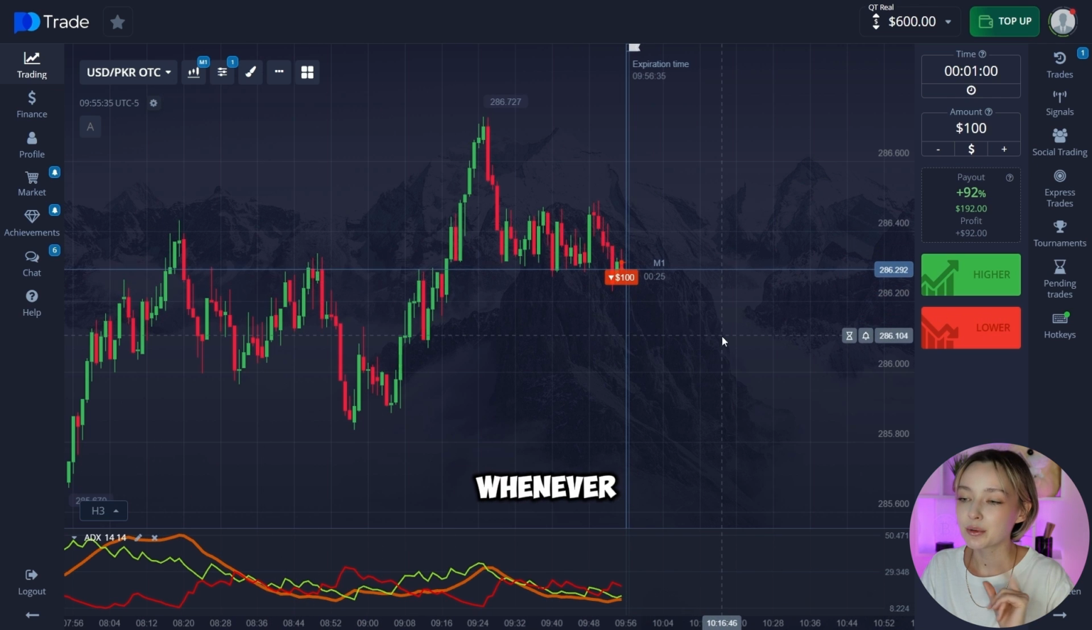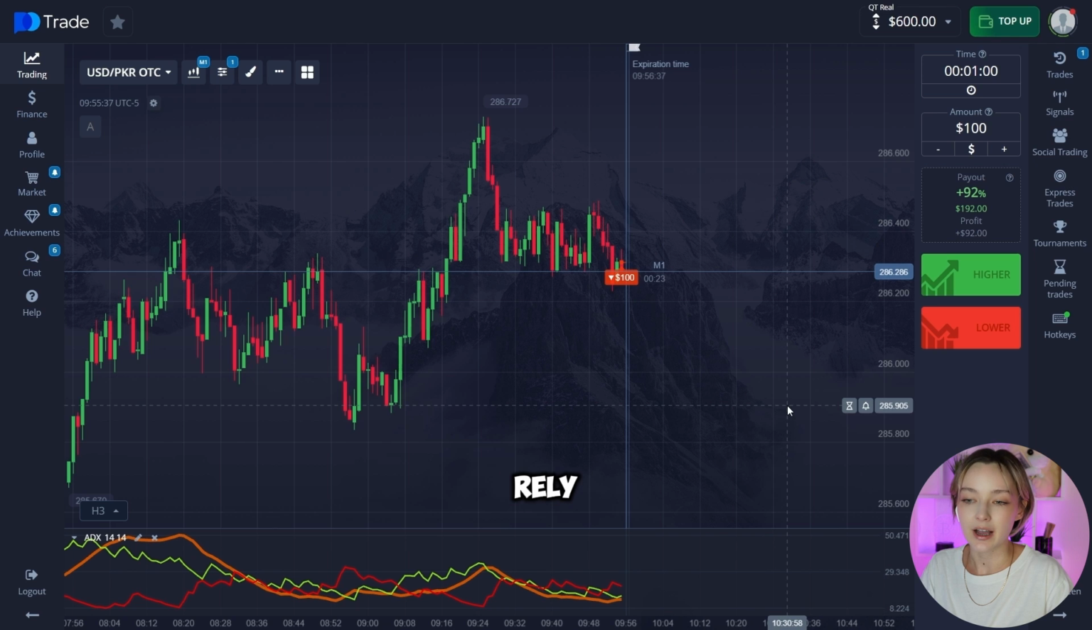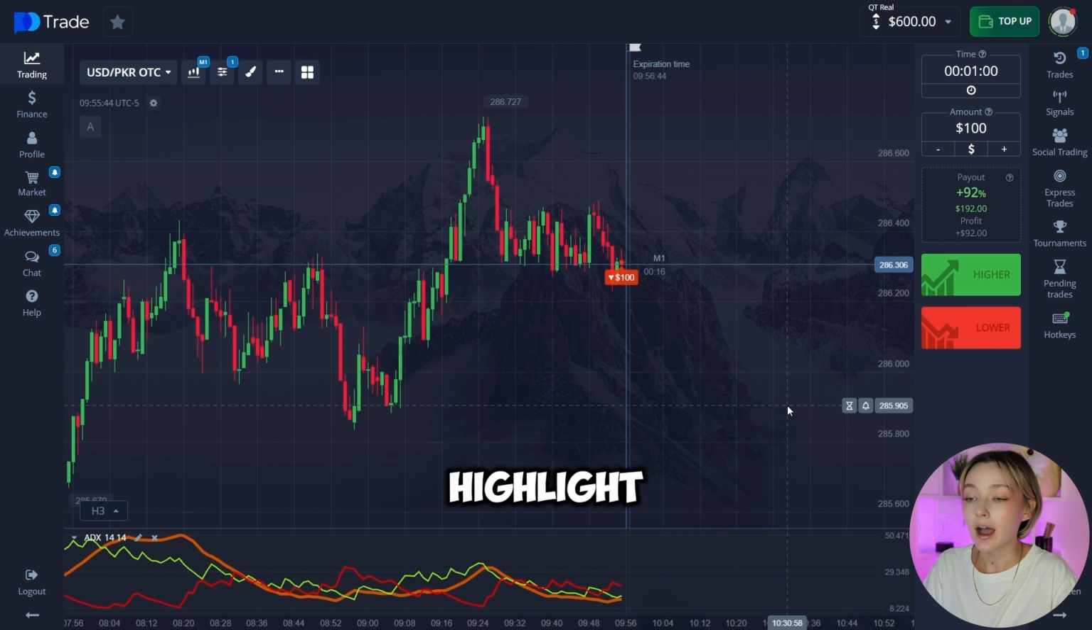So guys, whenever we place a trade, don't solely rely on the indicator's signal. We gotta run a quick general chart analysis just as well. We can feel free to visually highlight levels in order to make things more easily comprehensible.